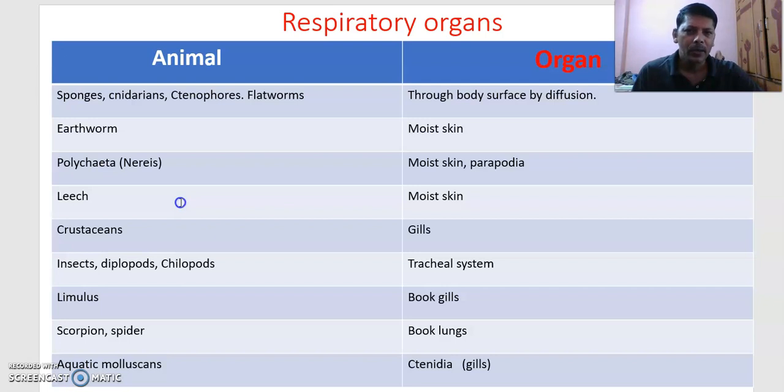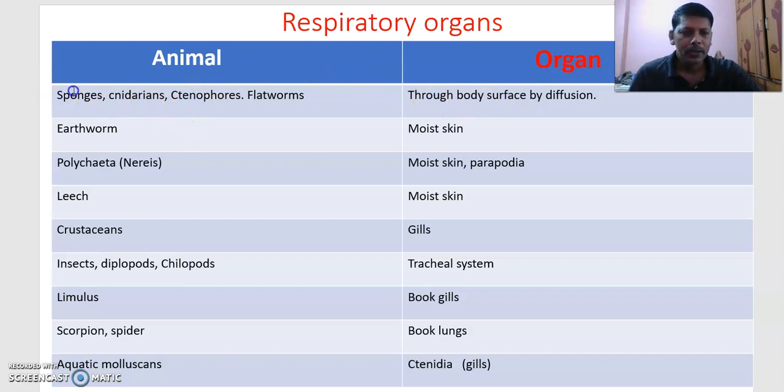Now let us make a survey of respiratory organs in the animal kingdom. What are the different types of respiratory organs present in the animals belonging to the kingdom Animalia, also called Metazoa? If you take protozoans like amoeba, there are no specific respiratory organs. Respiration occurs through their body surface by diffusion, in amoeba and paramecium, which belong to the phylum Protozoa.